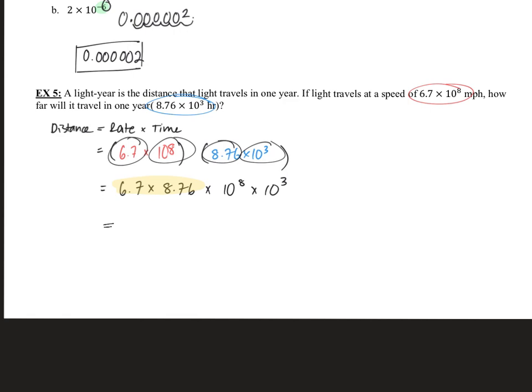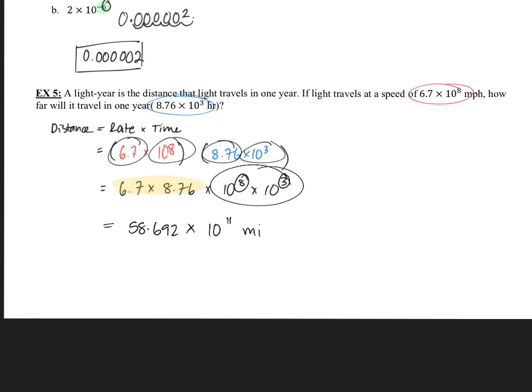We're going to go ahead and just use a calculator on this on the side. Once again, though, on your exams, you should be doing everything by hand. So for your exams, you would not get numbers quite as odd as this. They should be easily done by hand or in your head. Okay, so multiplying that out, we'll get 58.692 times, well, let's see. We have 10 to the 8th times 10 to the 3rd. Keep the base, add the exponents. 8 plus 3 is 11. So 10 to the 11th. And that is going to be miles.